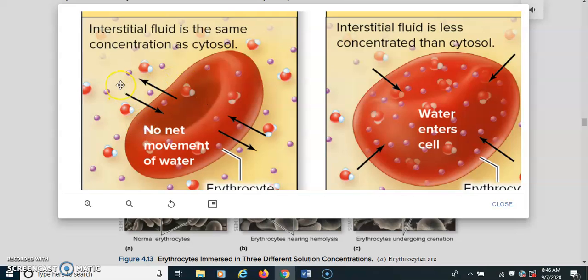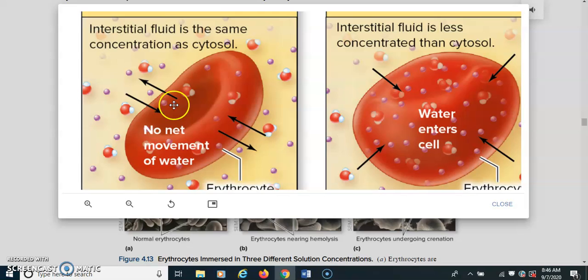So in this case, the solute concentration, they're calling it interstitial fluid, but it's the fluid that's outside the cell, it's the same concentration as the solute concentration that's inside the cell, which they're calling cytosol. So inside the cell. So if we have that situation, water doesn't necessarily need to move because the solute concentration is the same outside the cell and inside the cell.